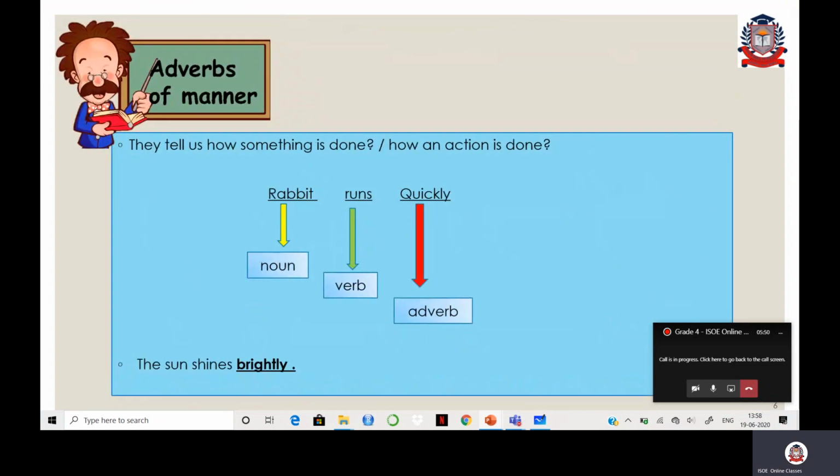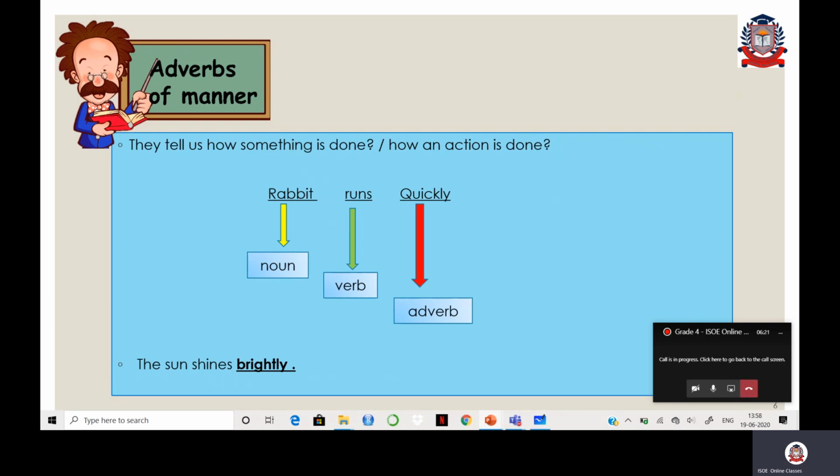Adverbs of manner. They tell us how something is done, or how an action is done, children. Now we'll see this example. Rabbit runs quickly. How does the rabbit run? Rabbit runs quickly. So rabbit is a noun, runs is a verb, and quickly is an adverb because it tells you how an action is done. How is the rabbit running? The rabbit is running quickly. The other example is, the sun shines brightly.